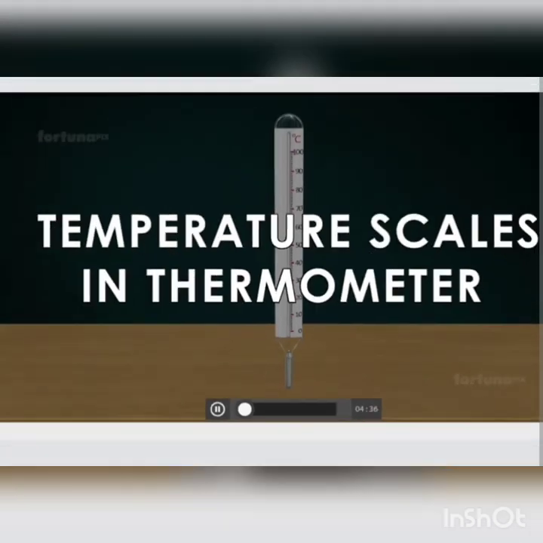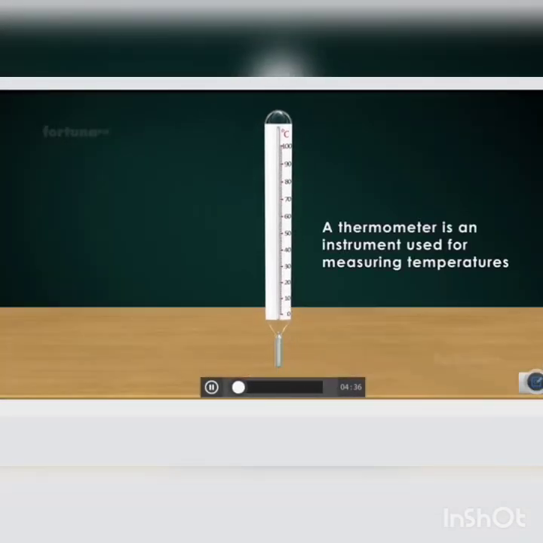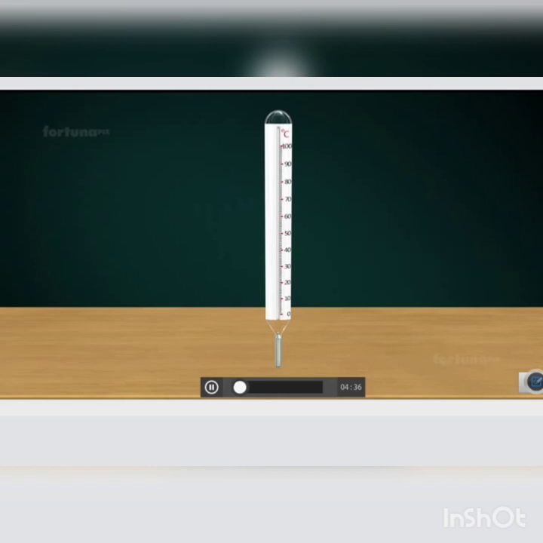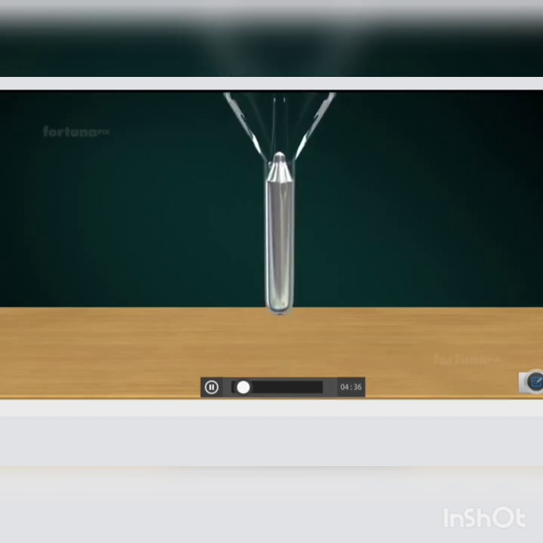Temperature scales in thermometer. A thermometer is an instrument used for measuring temperatures. The thermometer you are probably the most familiar with is the mercury thermometer. The mercury thermometer is a thin glass tube. At one end, there is a constriction and a small bulb filled with mercury, a silvery liquid.